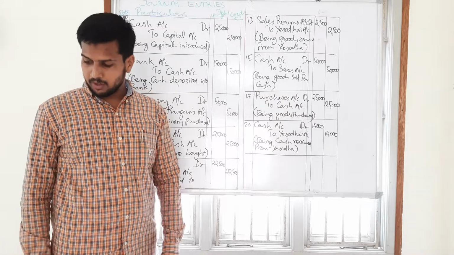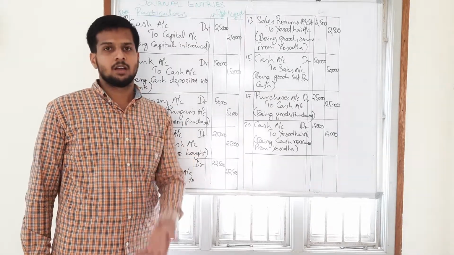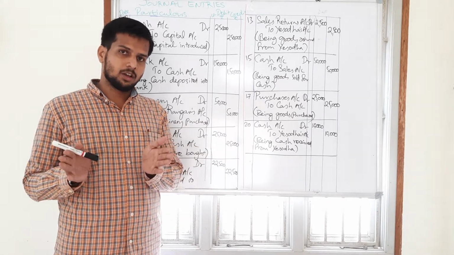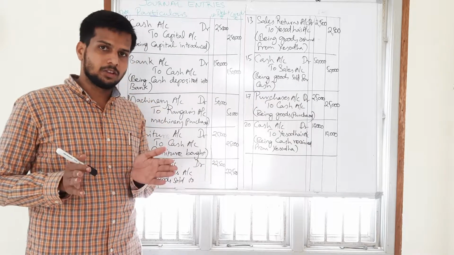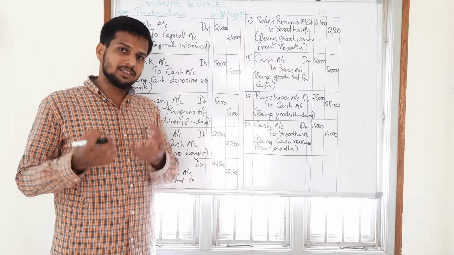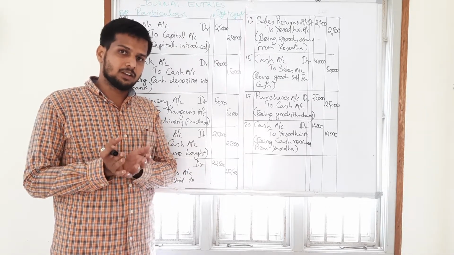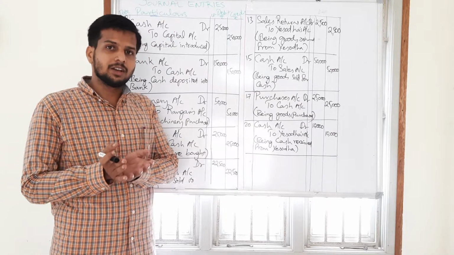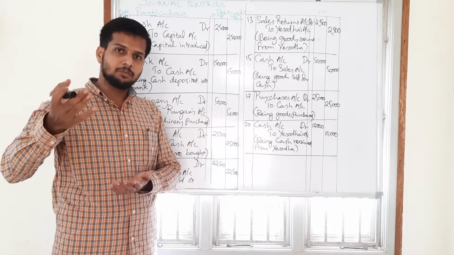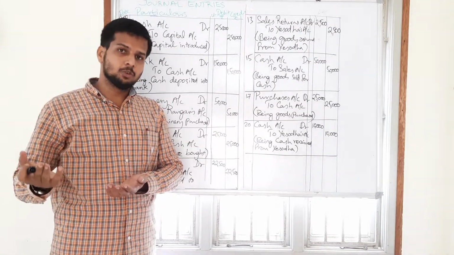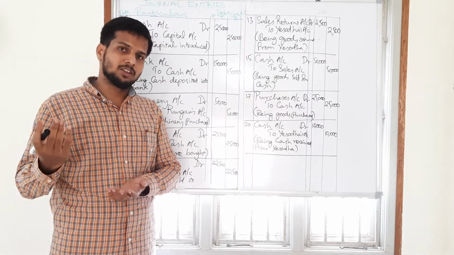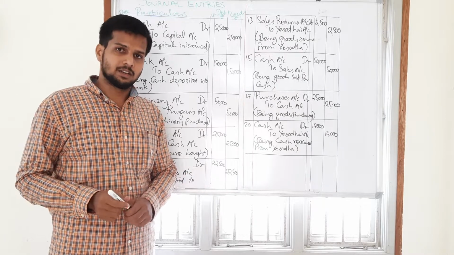And the next one is cash paid to Ramala. Cash paid to Ramala means cash and Ramala account are affected. Ramala comes under personal, debit the receiver, credit the giver. Ramala is receiving the cash, so she is the receiver. So debit the receiver, credit the giver. Ramala should be debited, and cash goes out of the business to Ramala, so the cash account should be credited.